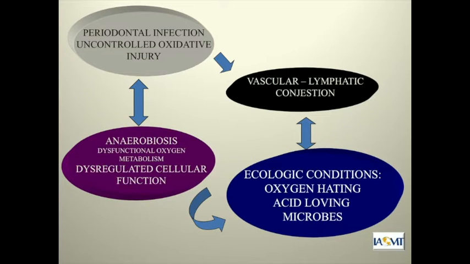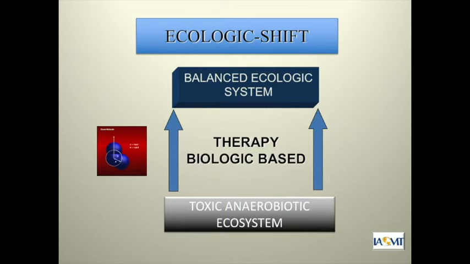We see typically the vascular and lymphatic congestion, the tissue is congested, okay, becomes dysregulated, information can't get in, the matrix cells collapsing down, and the ecology shifting. The ecology is becoming worse, more acidic, an oxygen-hating environment, and the microbes are changing, or pleomorphically changing, to perpetuate that system. So our job is really to shift that system, to change it, with biologically based therapeutics.